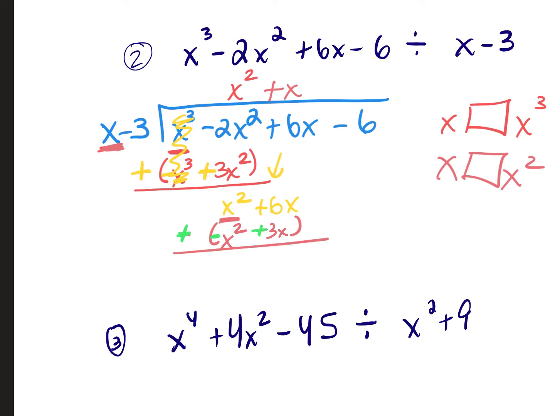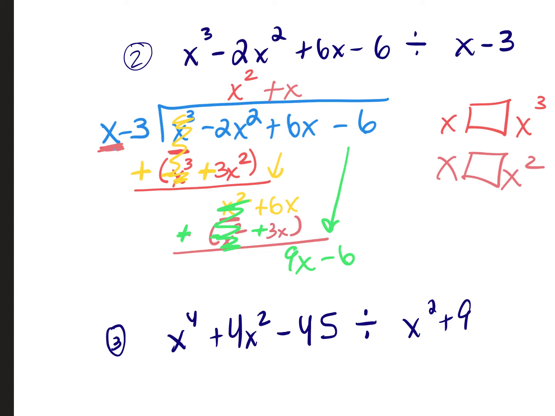What's 6x plus 3x? 9x. What happens with my x squareds? They cancel each other out. And then what happens with my negative 6? We bring it down. And we do this process again.